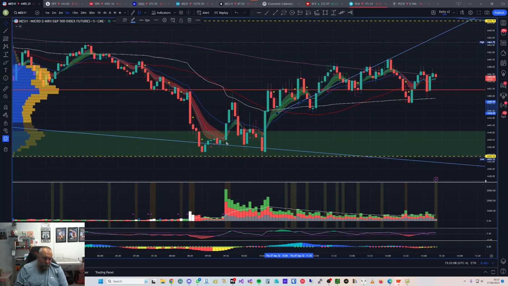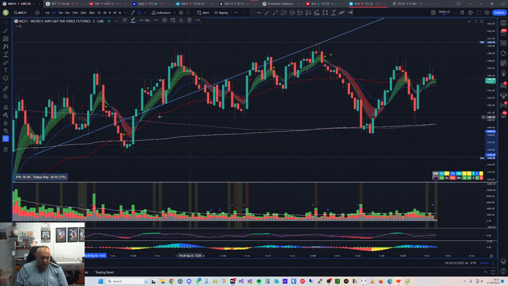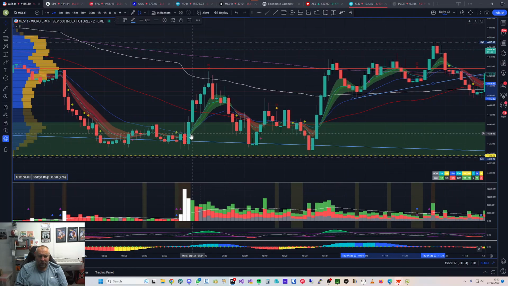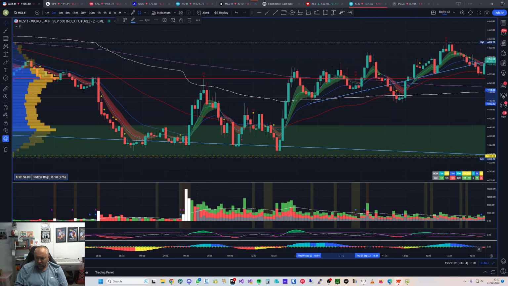My first entry was the break of, let's go into the 2 minute because that's what I used. I used the 5 and the 2 minute. The 2 minute is basically for me to refine my entry. The 5 minute is really to watch the trend, and I do prefer to get in on the 5 minute if I can. So it was about 9:30, it was here.